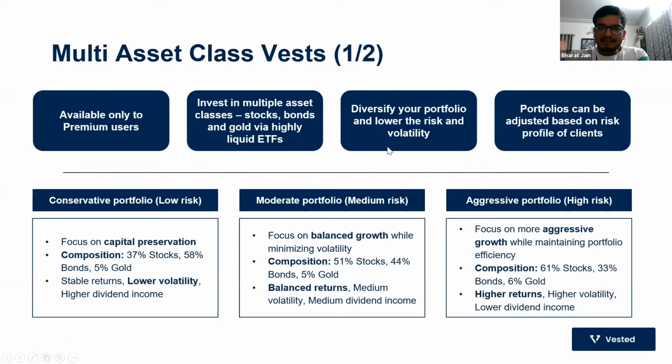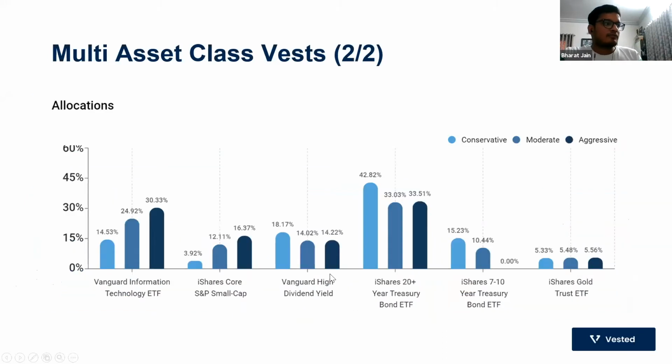In terms of multi-asset class Vests, so these are the Vests. अगर किसी को थोड़ा सा कंजर्वेटिव अप्रोच रखना है, you want to invest in stocks, bonds, as well as gold in the US. So you can invest, let's say, as per your risk profile, 30%, 40%, 50% of your portfolio in these portfolios as well. Wherein आपको stocks में, let's say for example, moderate portfolio हो तो 51% in stocks, 44% in bonds, and 5% in gold. So again, it consists of all these ETFs.